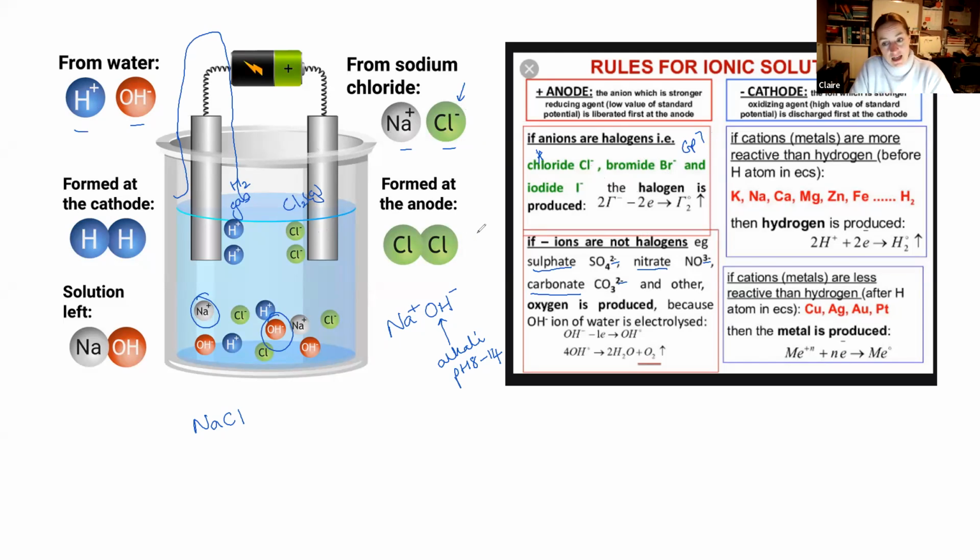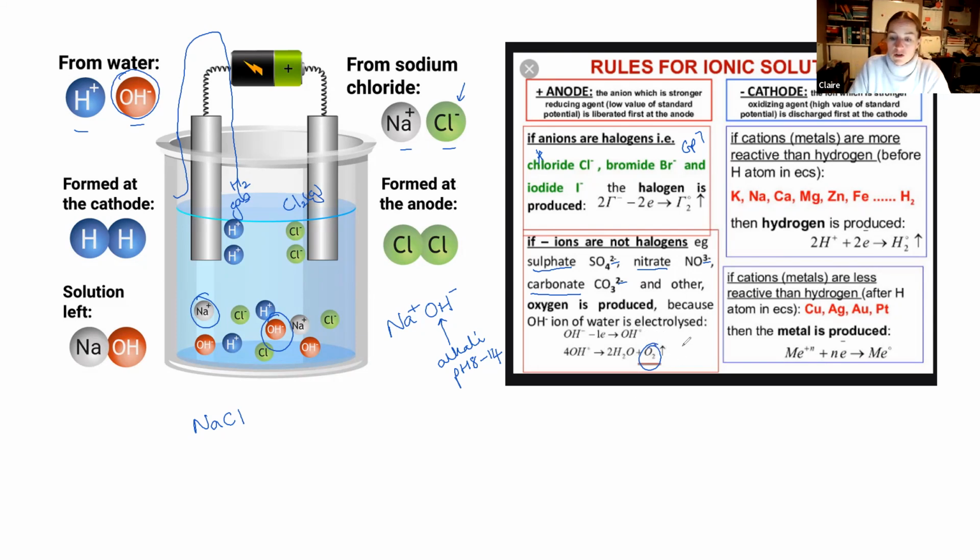But if it isn't a halogen and it's a sulfate, nitrate, or carbonate, oxygen will be bubbled off. That is because of a process with the hydroxide ions. They get broken down and then converted to water and oxygen. It's a bit of a long-winded way of doing it, but if you remember oxygen, that's perfect.